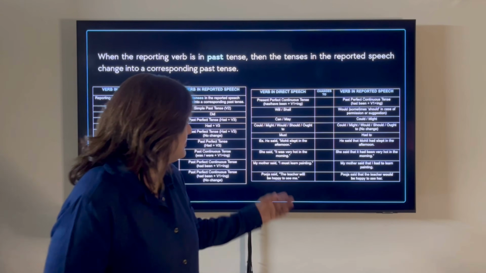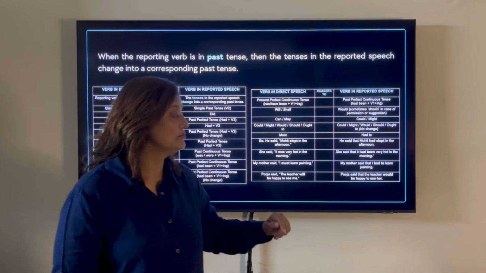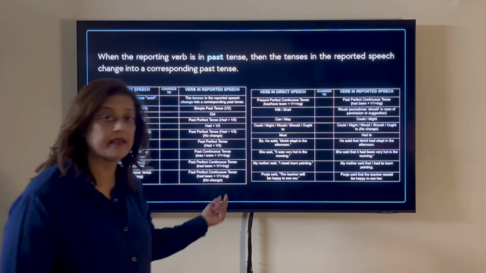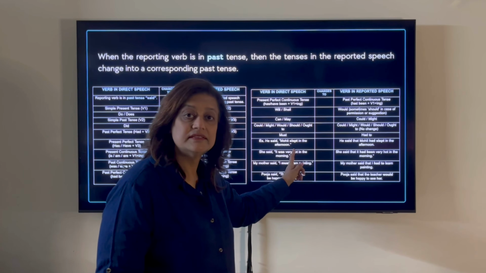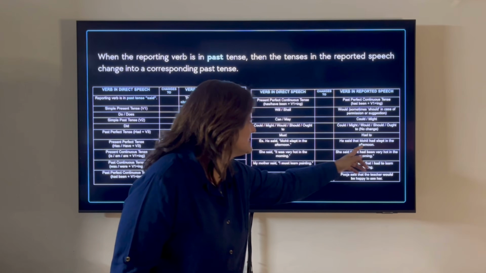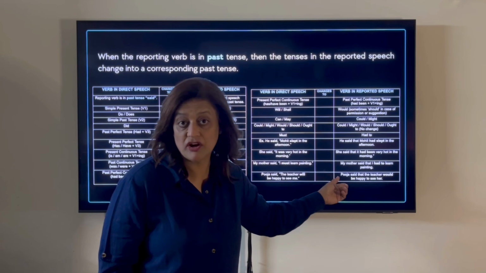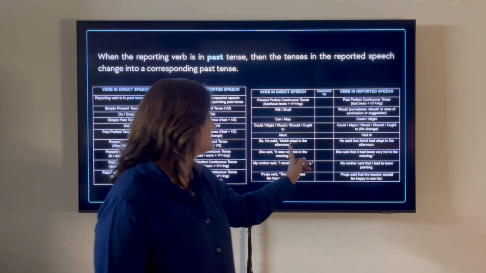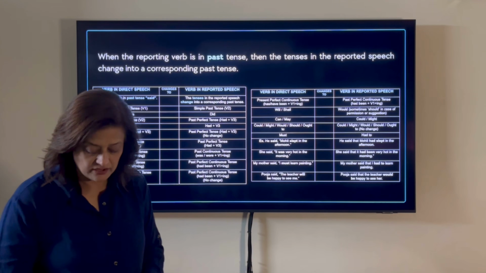Let's take an example. He said, "Mohit slept in the afternoon." In indirect speech, it will become, he said that Mohit had slept in the afternoon; slept changes to had slept. She said, "It was very hot in the morning." She said that it had been very hot in the morning; was changes to had been.